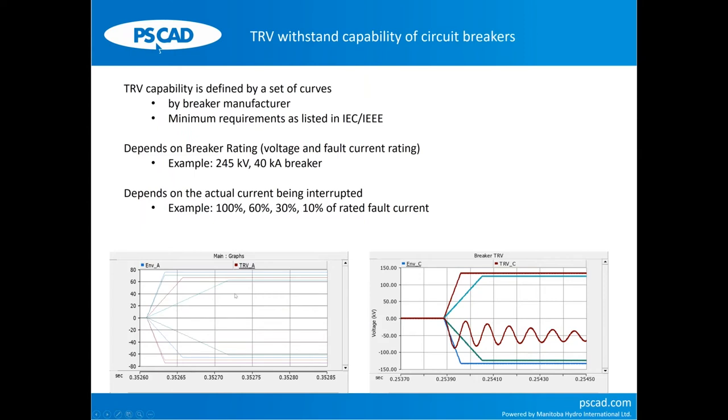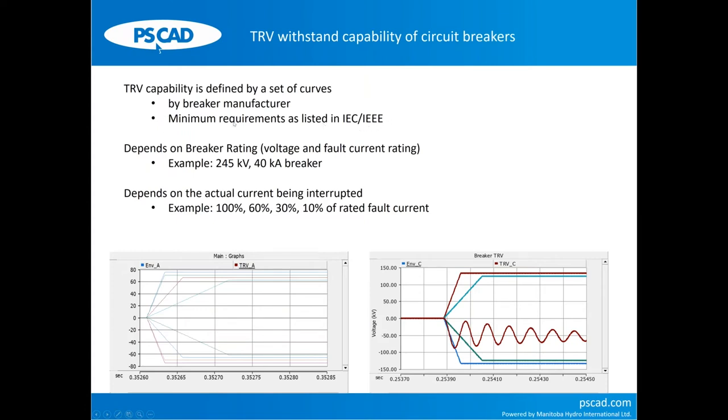What has basically been done here is that the IEEE has defined a set of capability curves. So you have to ensure your TRV is within these capability curves and not crossing them. Other than that, the breaker manufacturer also has capability curves of the breaker. They are the actual capability curves because they have to keep at least the minimum requirements defined by the IEEE.